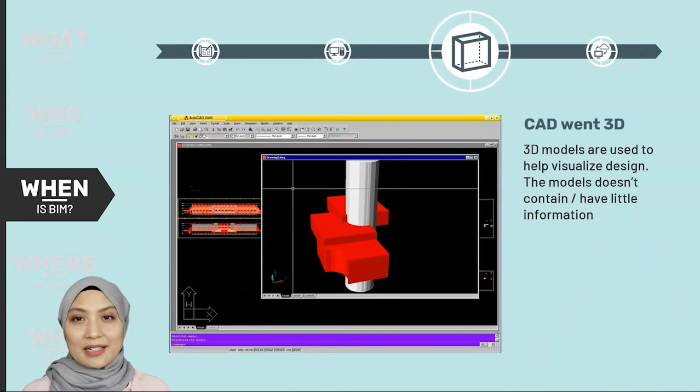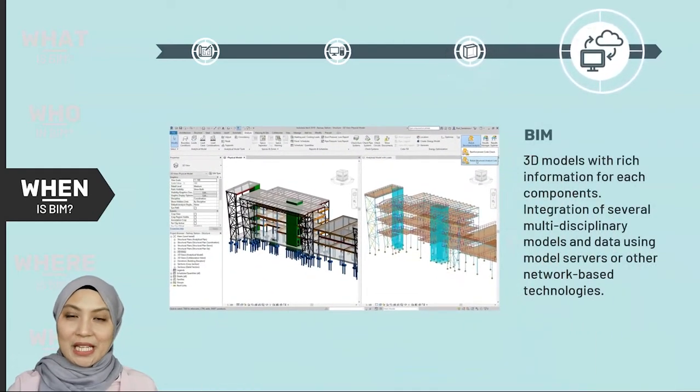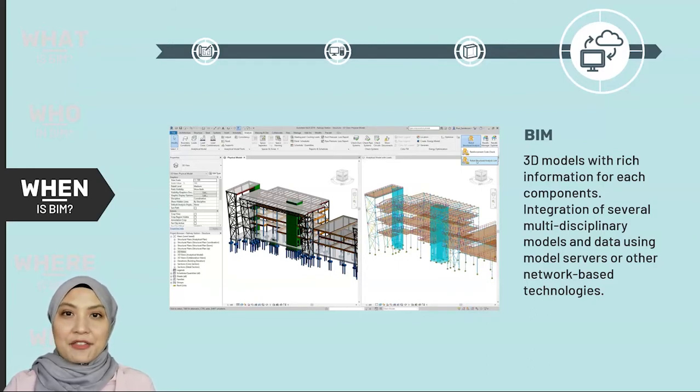A while after that, CAD went 3D. 3D models are used to help visualize design, but the models don't contain or have little information. In the 2000s, people started to use BIM, where 3D models are produced with rich information for each building component. There is integration of several multidisciplinary models and data using model servers or other network-based technologies. One of the software used to produce the 3D model is Autodesk Revit.